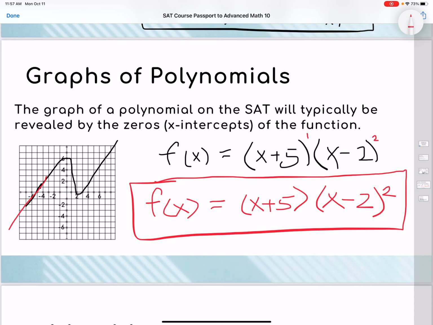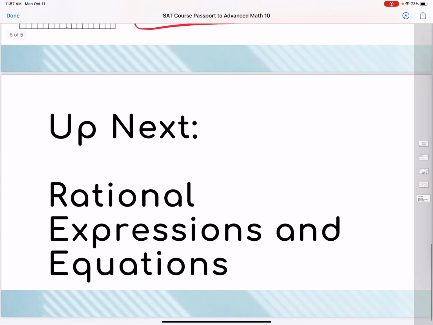by the 0. So if you saw an answer choice that said x plus 5 and x minus 2, you would know it's the answer choice because those are the zeros that you had on the graph. All right, that is it for this video, and up next, we'll take a look at rational expressions and equations.